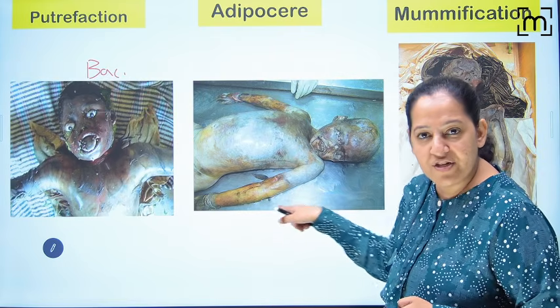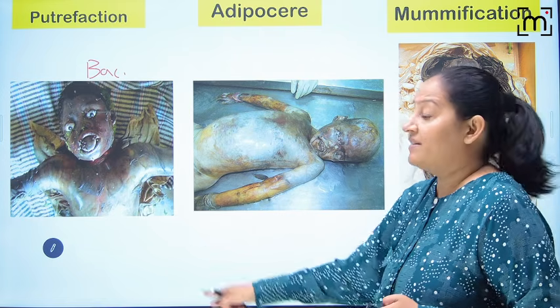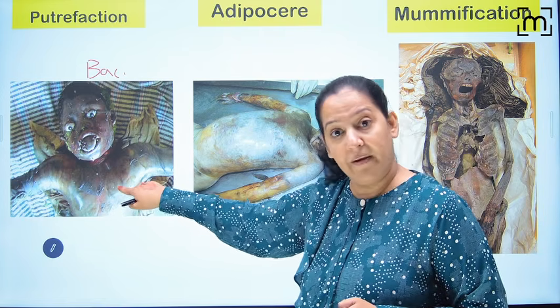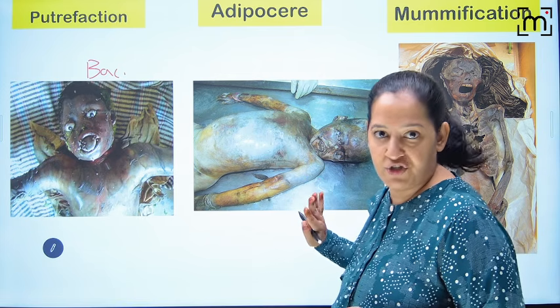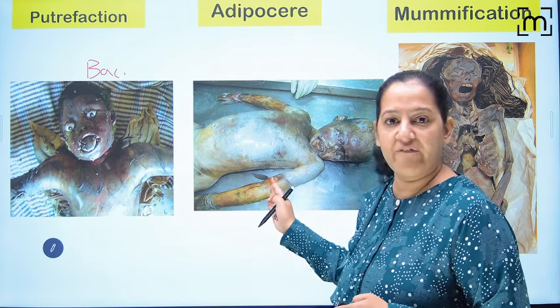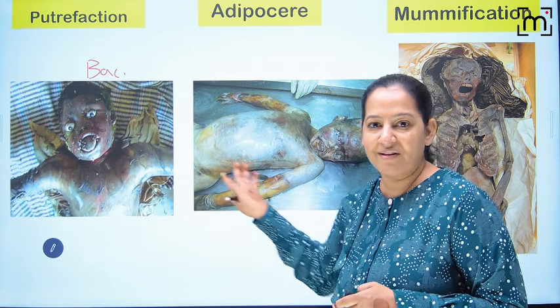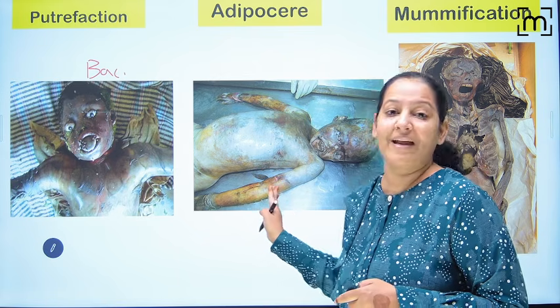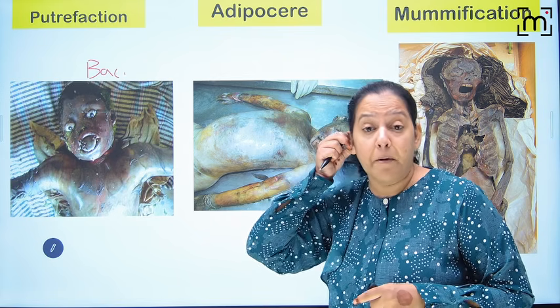Can you see the yellowishness of the body? Appreciate. In putrefaction the color is initially green, later on purple, finally black. And here it is yellowish. So it's a modification of putrefaction. It prevents putrefaction. They don't occur simultaneously. If adipocere is occurring, it prevents putrefaction.